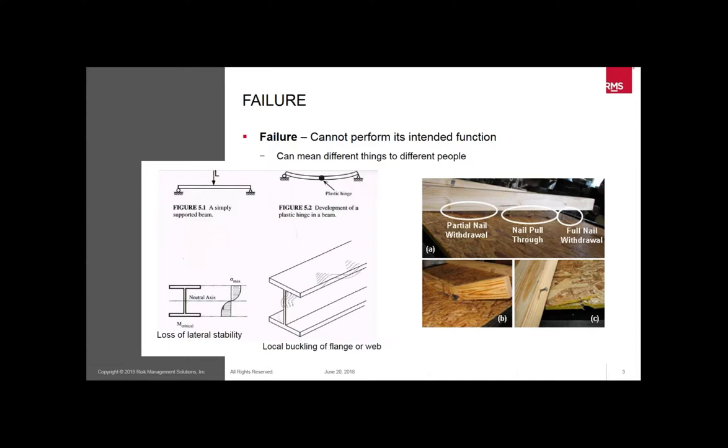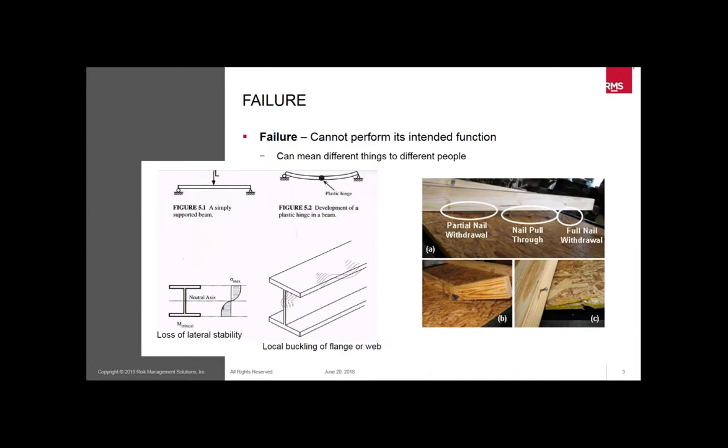Another failure mode, if you're talking about loading a beam, could be loss of lateral stability. Maybe the beam falls over because it doesn't have enough lateral stability to hold that. Or if you had a steel I section here, you could have some local buckling of, say, the top flange or maybe the web in the middle. And that could be another form of failure.